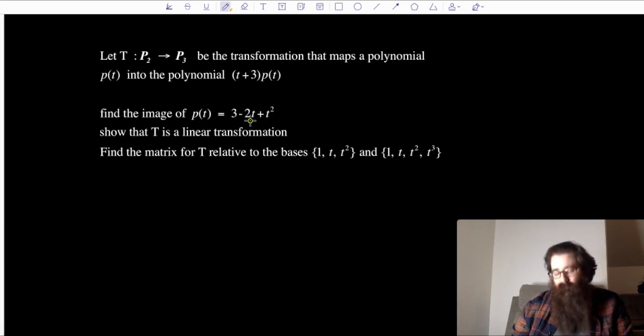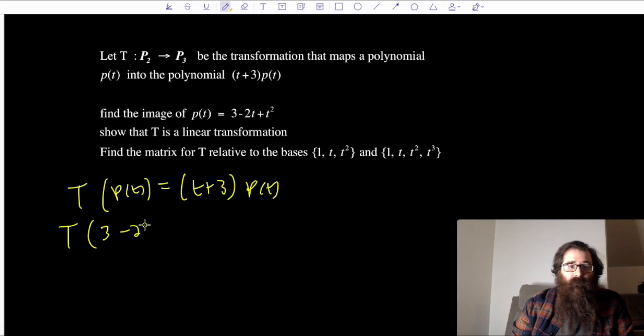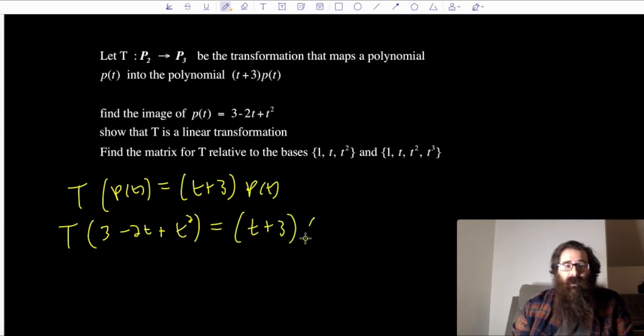And the first question that I have is find the image of the specific polynomial 3 minus 2t plus t squared. We'll say, okay, so I can do this. So a transformation applied on some polynomial p at t is given by t plus 3 times that polynomial p at t. So the transformation applied on the polynomial 3 minus 2t plus t squared, all that my transformation is going to do is take that polynomial and multiply it by t plus 3, is what it's saying. It says take your polynomial, multiply it by t plus 3, let me know what you get.